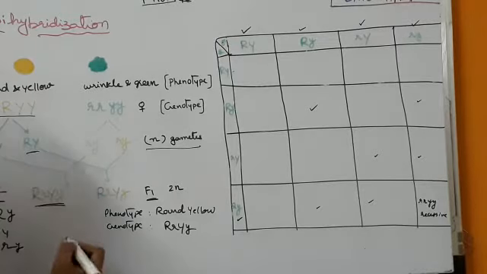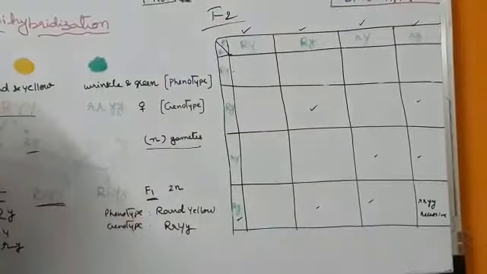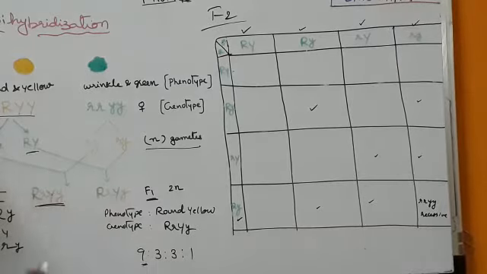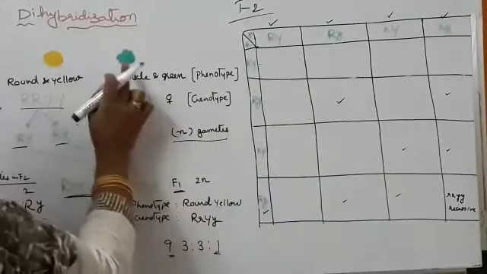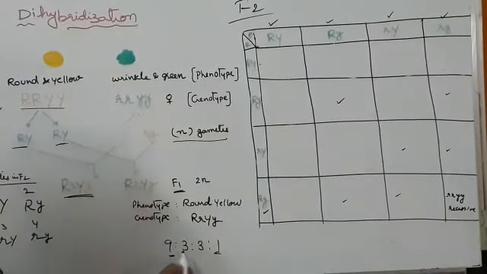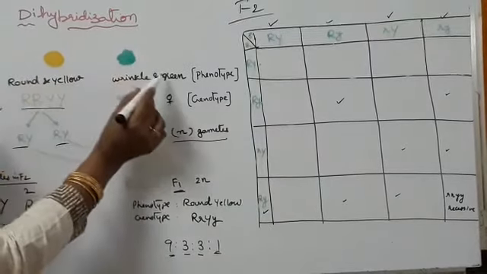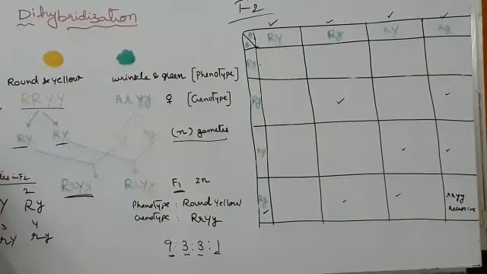So what is actually the phenotype now? This is the F2 generation. In the F2 generation, what is the phenotype? 9:3:3:1. What is this 9? Complete dominant. What is dominant? Round and yellow. What is 1? Complete recessive. What is it? This one, wrinkle and green. Now what are these 3:3? This one, round and green, wrinkle and yellow. So these 4 varieties you will get.